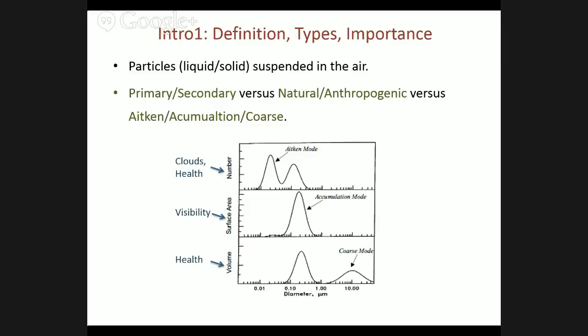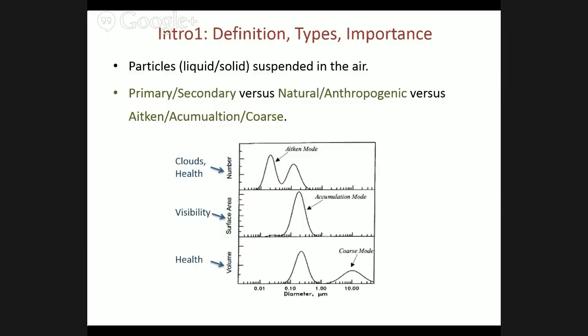The other classification is, either of these primary or secondary aerosol particles can be classified as natural or anthropogenic, depending on the source, as the name suggests. And the third classification would be depending on the size of the aerosol particle. It could be called Aitken, accumulation, or coarse.